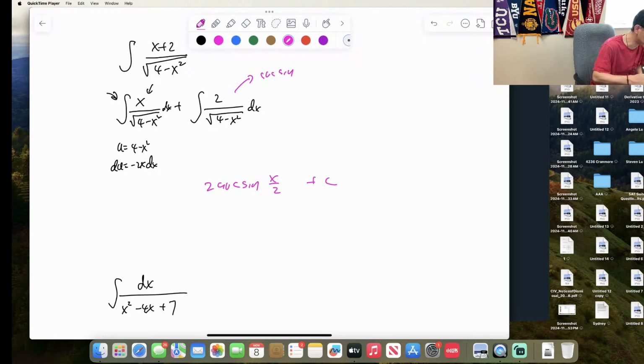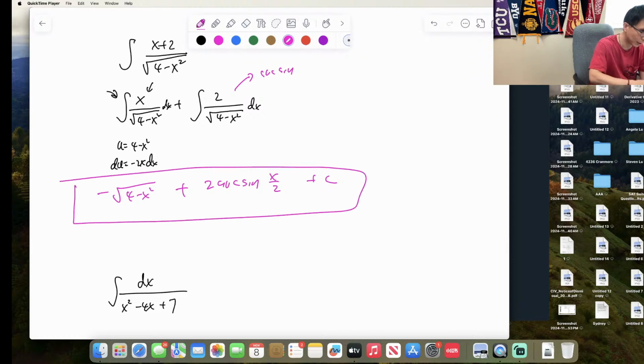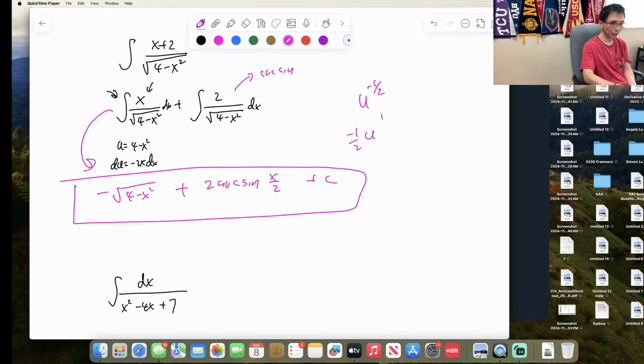Now for this part here, it's going to be a little bit more tricky. This one's actually negative 4 minus x squared, because u equals that, and the 2 is going to cancel out with the 1/2 when you do integration. So this should be the final answer. I don't want to show you the work, but the only hard part is from here to here, not the other side. Because you integrate u to the negative 1/2, so it'll be negative 1/2 u to the 1/2, right?